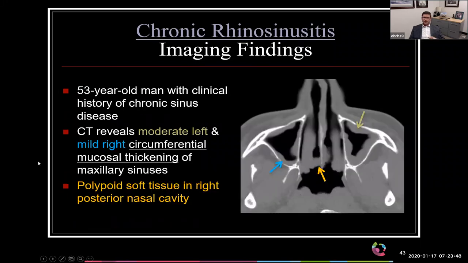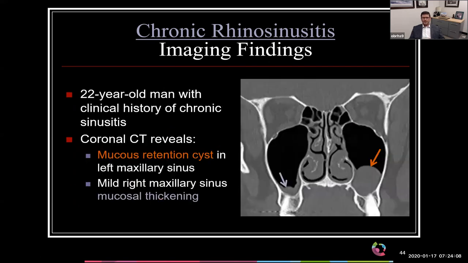So this is a 53-year-old gentleman who was referred for clinical suspicion of chronic sinusitis, and the imaging findings would support the clinical diagnosis of chronic sinusitis. Here you can see moderate left, mild right, maxillary sinus mucosal thickening with an associated polyp within the posterior nasal cavity on the right. And then this is a younger man with the clinical signs and symptoms of chronic sinusitis referred for imaging. Imaging would support that.